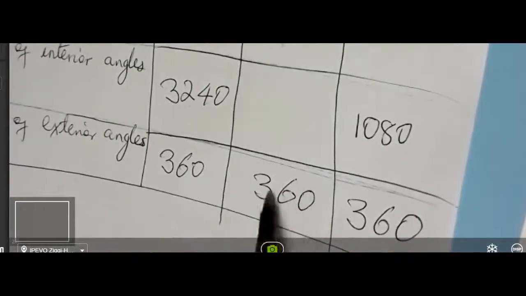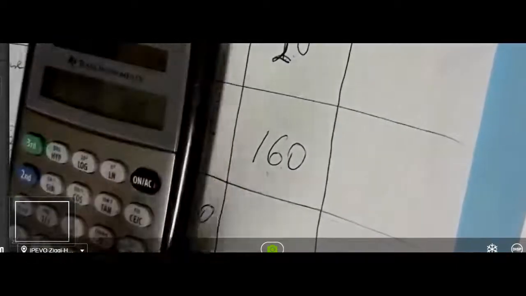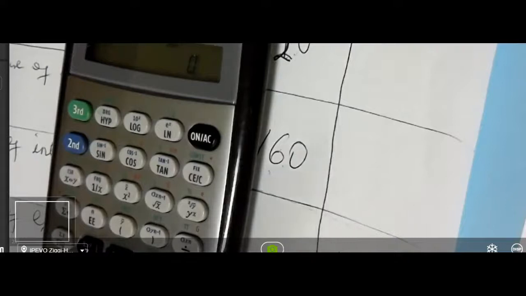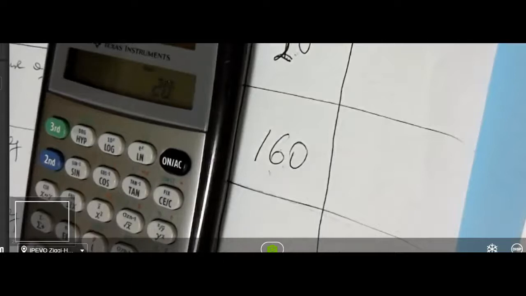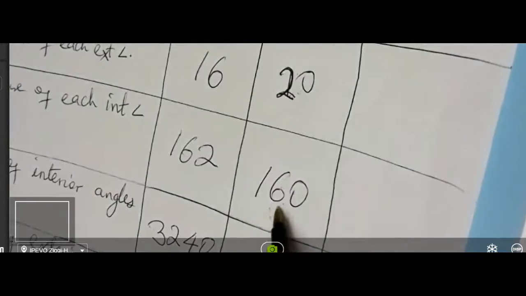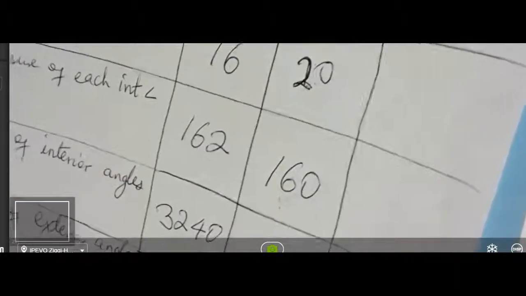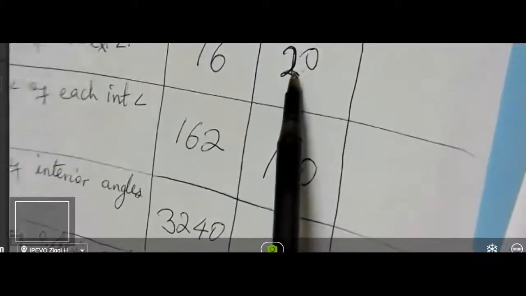Well, if we know the sum of the exterior angles is 360, we can divide it by each exterior angle to find that. So it's 360 divided by 20. So there will be 18 sides and 18 angles. And each of those angles would be 160, the interior part. Okay, and the exterior part will be 20.